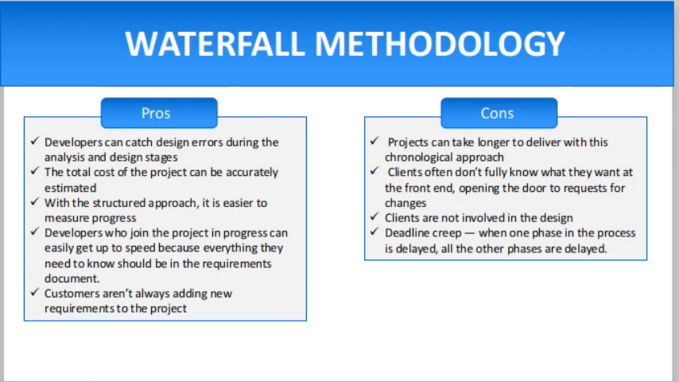Projects can take longer to deliver with this chronological approach than with an iterative one such as the agile method. Clients often don't fully know what they want at the front end, opening the door to requests for changes and new features later in the process when they are harder to accommodate.